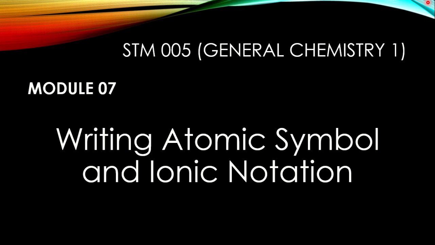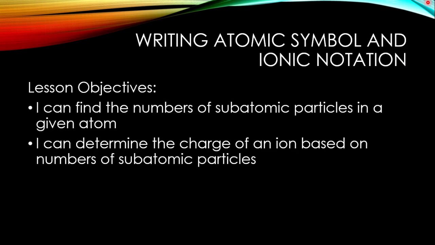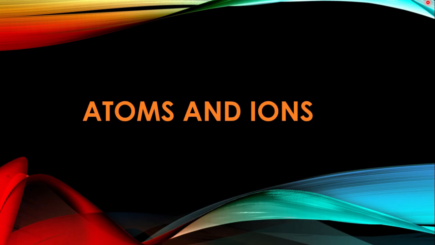For our meeting today, we will discuss module number 7, which talks about writing atomic symbol and ionic notation. But before we begin, let us go through our lesson objectives. By the end of this lesson, you can say that yes, I can find the numbers of subatomic particles in a given atom, and yes, I can determine the charge of an ion based on the numbers of subatomic particles.